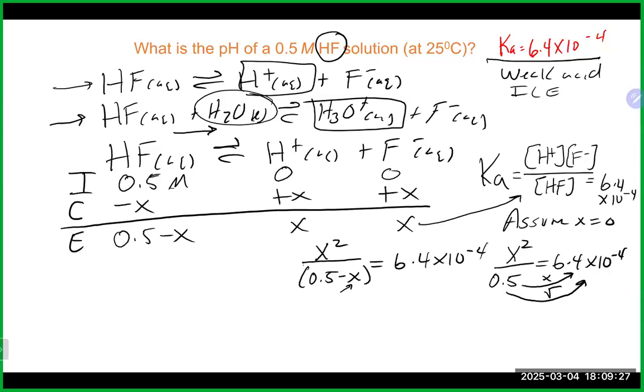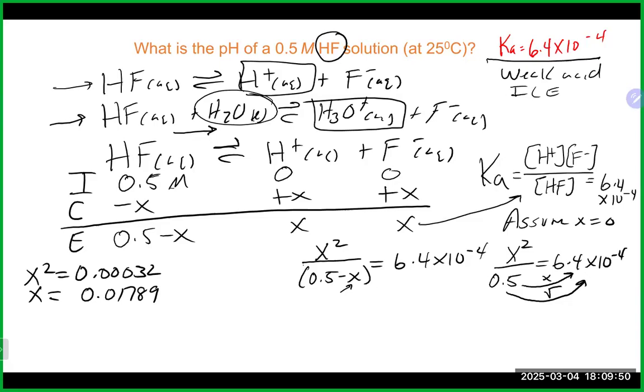And if I do that on my calculator, we will end up with basically x squared is equal to 0.00032. Now I'm going to square root it. That is going to give me 0.01789 as my x value in this case.